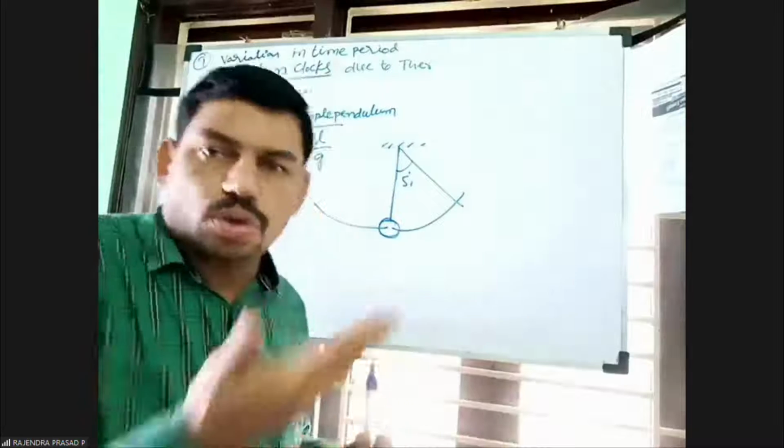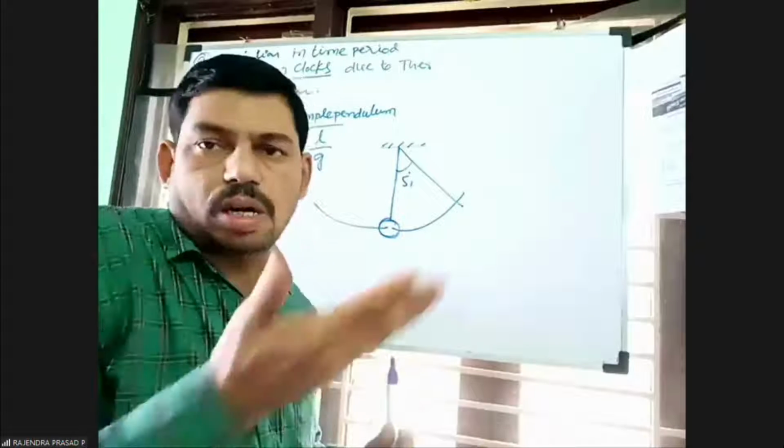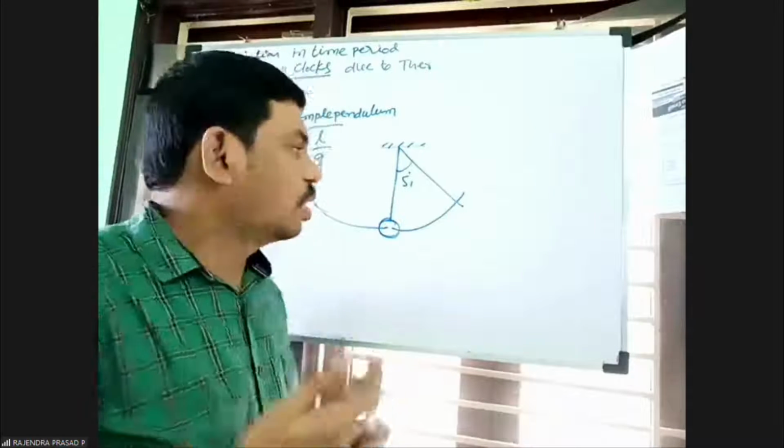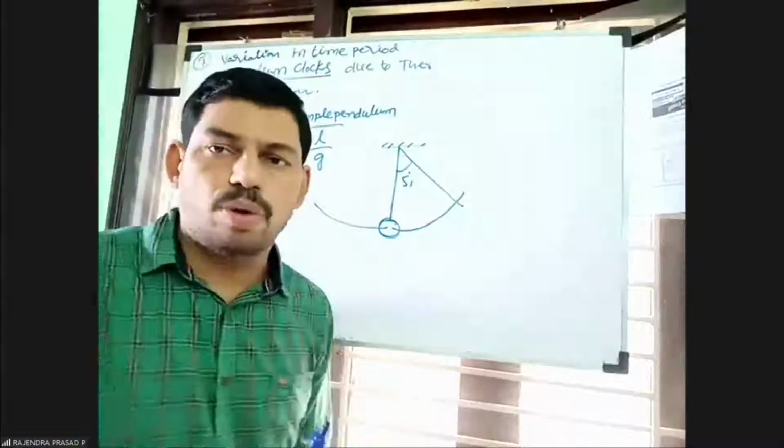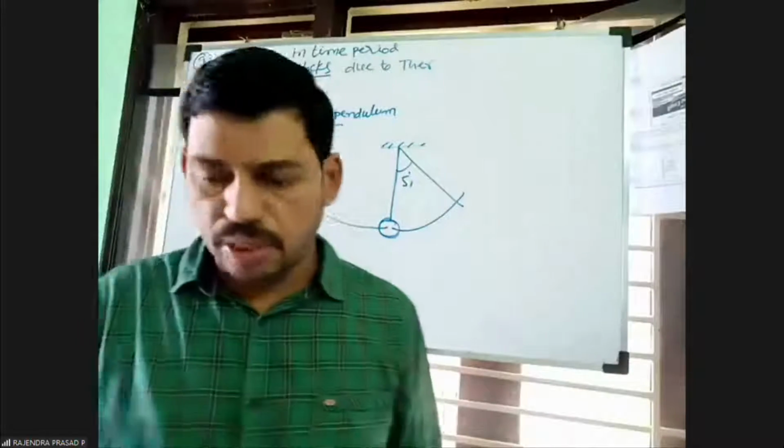So it executes simple harmonic motion, to and fro motion. To derive the time period formula T equal to 2 pi root of L by G. This is an 8 marks question.